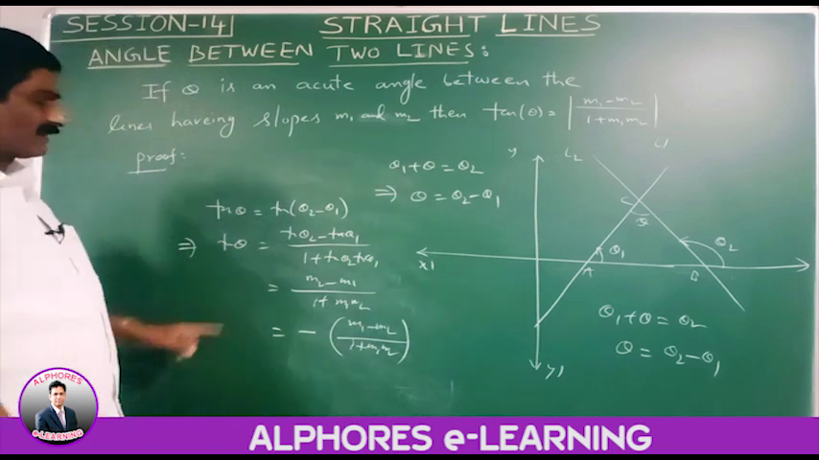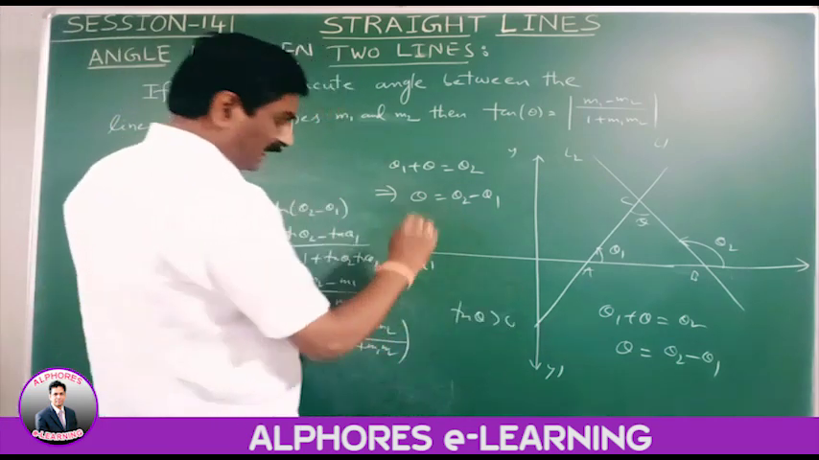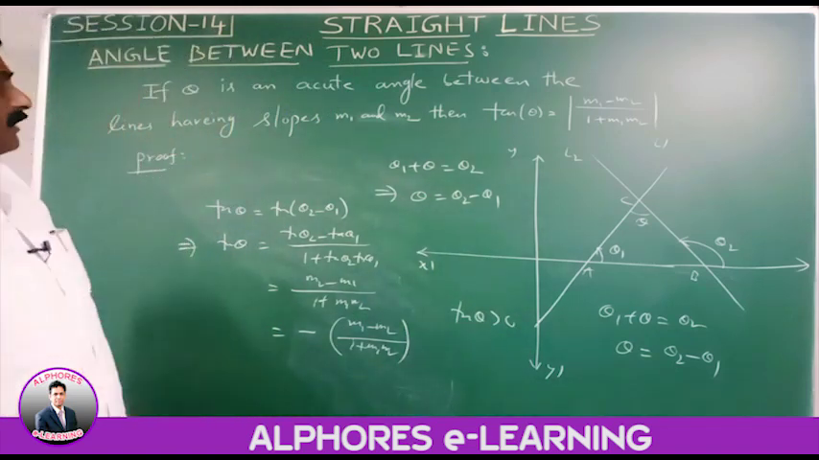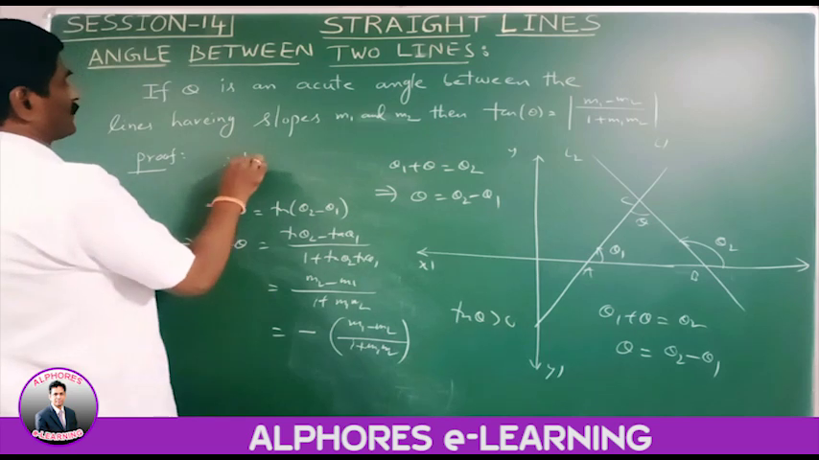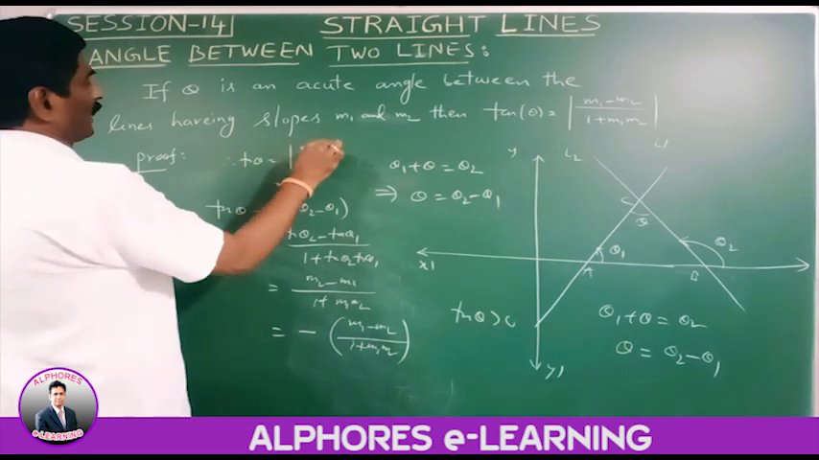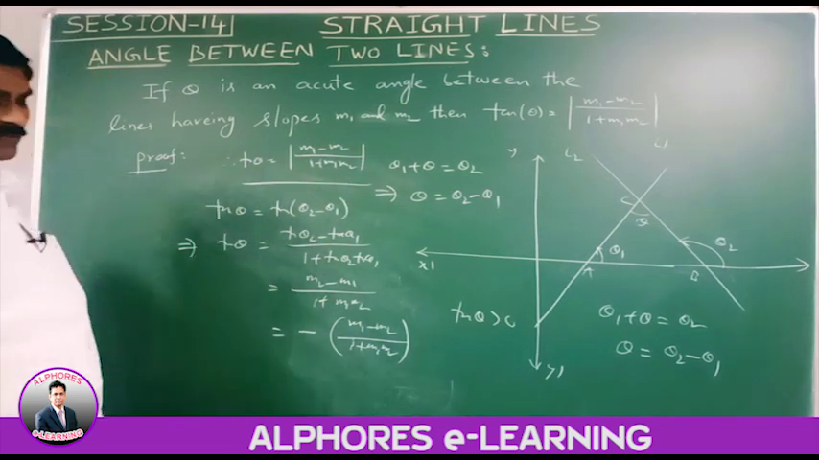But from the given, theta is an acute angle, so tan theta is always greater than 0. So we take the mod value. Therefore, finally we get tan theta is equal to mod of (m1 minus m2) by (1 plus m1 m2). Very, very important. Please note this value.